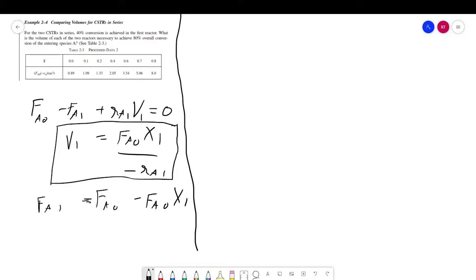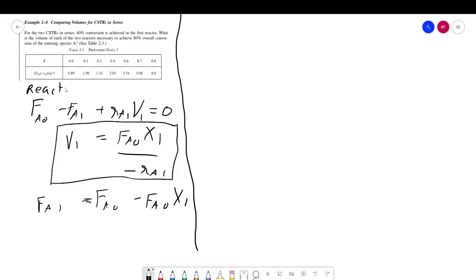Okay guys, good afternoon. We will be going through example 2.4 from Fogler's textbook. Before we go to 2.4, we just have to understand the basics behind multi-stage CSTRs and multi-stage PFRs. Let's say you have one reactor, which is reactor 1.